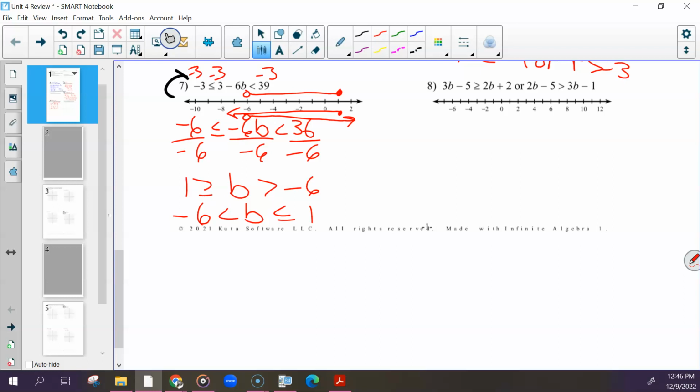If also the solving altogether is confusing, you can separate them. Just do the first part, solve that, graph it. Then just do the second part, solve that, graph it, and then find where they overlap. Questions on 7?